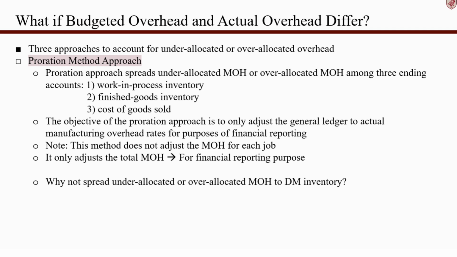So why not just use a simpler method, which is the proration approach, where you spread the under or over allocated MOH among these three accounts, which are work in process, finished goods, and cost of goods sold. So I've mentioned that the objective of this proration approach is just to adjust the general ledger to the actual overhead rate, right? And this is just for financial reporting purposes, not for reflecting the actual consumption of each account, right?